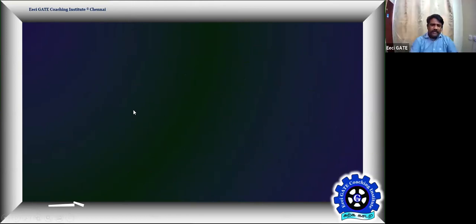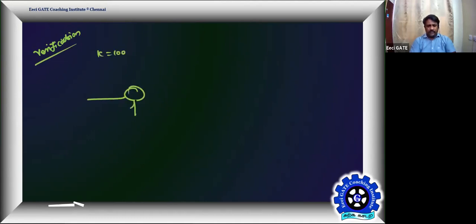So try this once. That's a simple verification. When k equal to 100, what happens in the loop? 100 by s into s plus 4, right? That's your system under the closed loop.